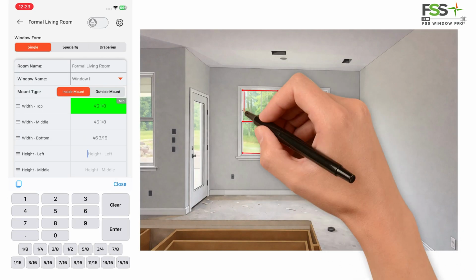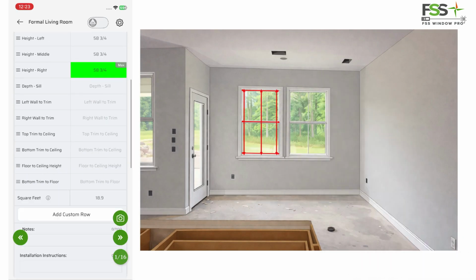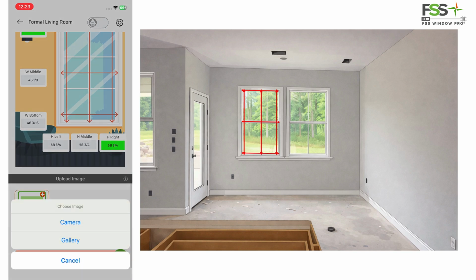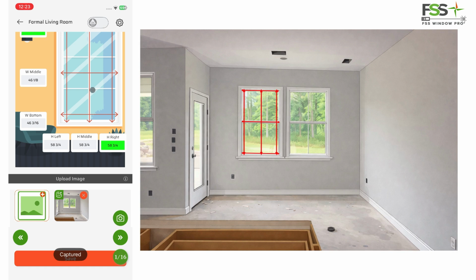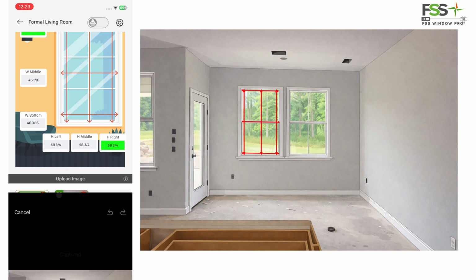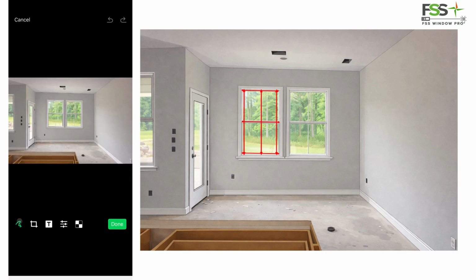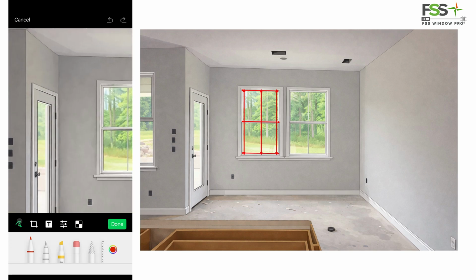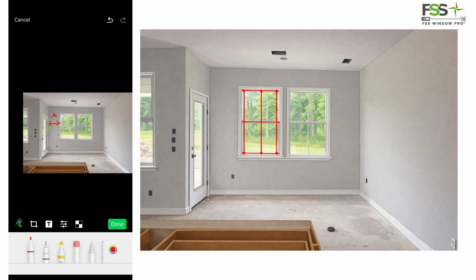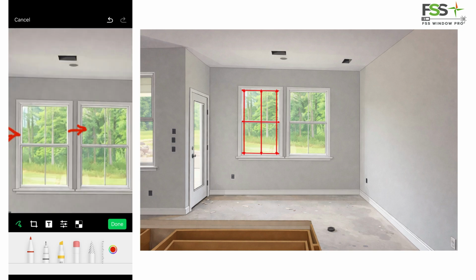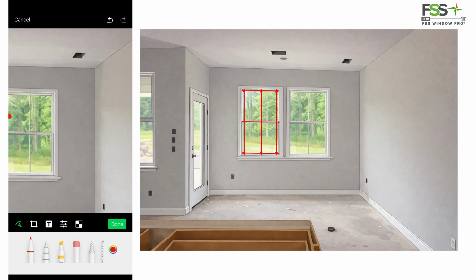Once I've finished measuring window I, I'll scroll down and add a photo of the wall. Now, knowing I want to capture a few extra dimensions, I'll tap into the Edit Image tool and select the Freehand Drawing option. From there, I'll quickly draw a line for the first measurement and label it A. Then I'll draw a second line and label it B. And finally, a third line labeled C.